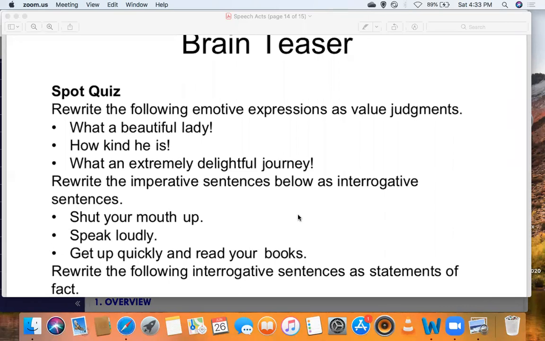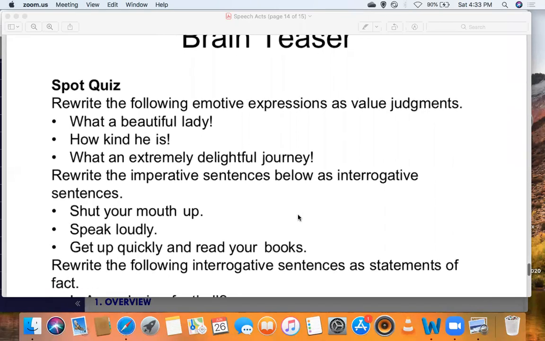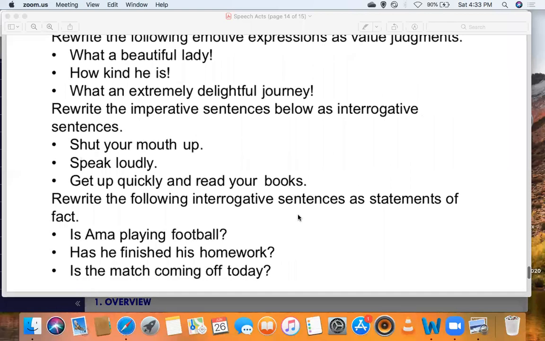The journey was extremely delightful. Now rewrite the imperative sentences below as interrogative sentences. So let's convert some imperatives to interrogatives.